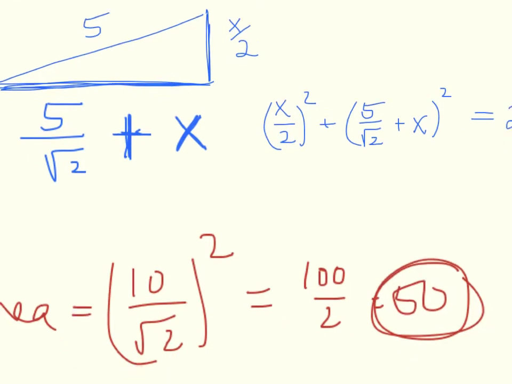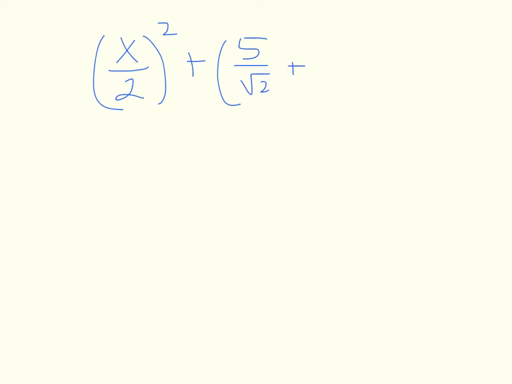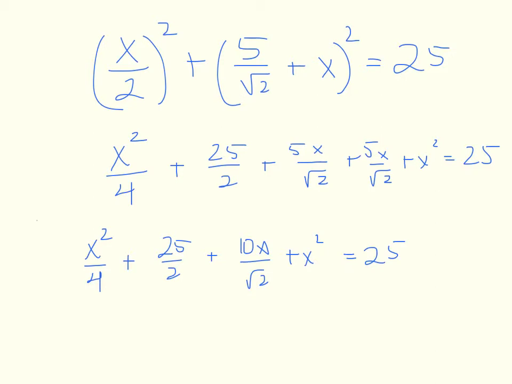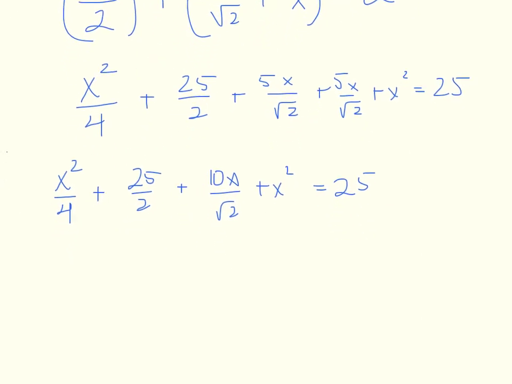All right. So now I'm just going to create space down here. What was it? x over 2 squared plus 5 over root 2 plus x squared equals 25. Do you know how to FOIL this out? I think I can. Okay, stop the video. I'm going to hit pause. Okay, and there we go. Suddenly all the algebra appears.